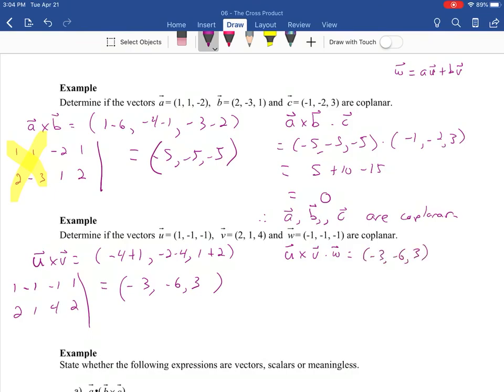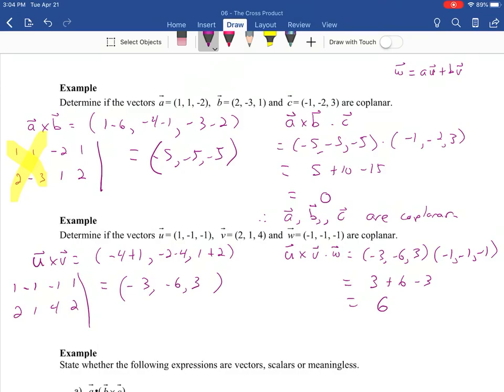Now I'm going to test it with the w. I'm going to go u cross v dotted with w. And u cross v was negative 3, negative 6, 3. And w was negative 1, negative 1, negative 1. And what I get is 3 plus 6 minus 3. I get the number 6.